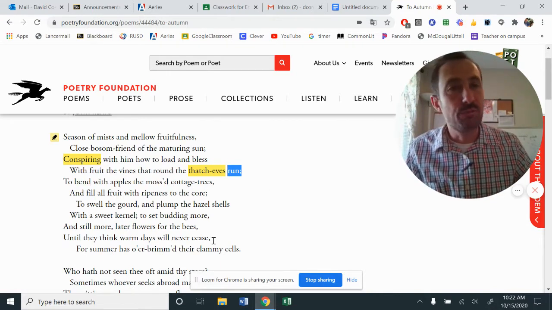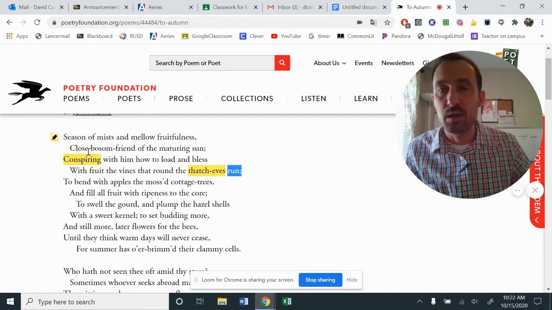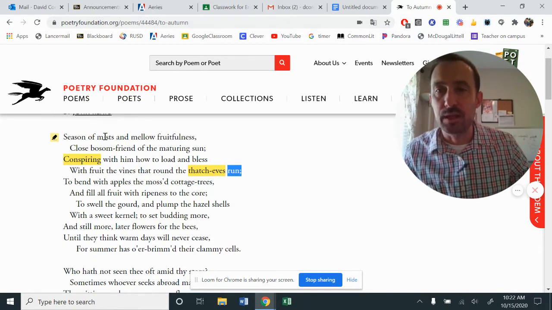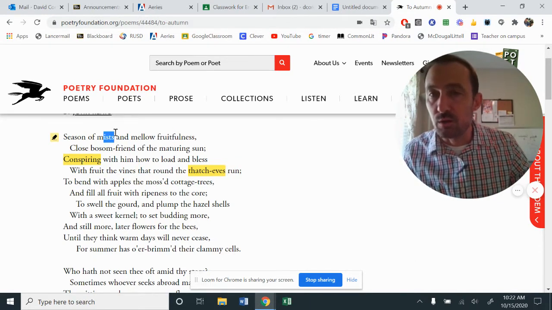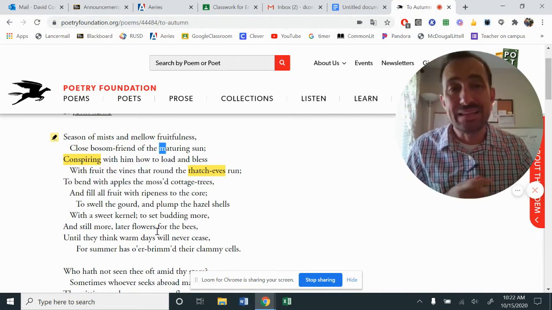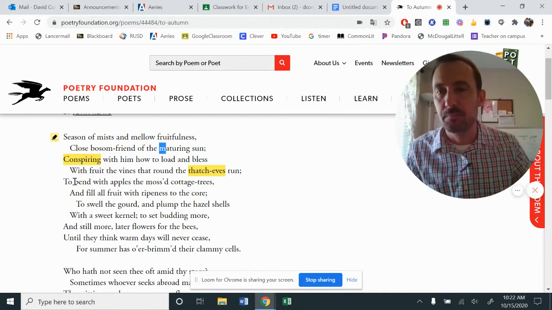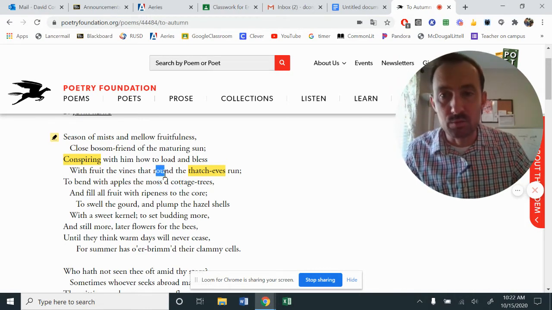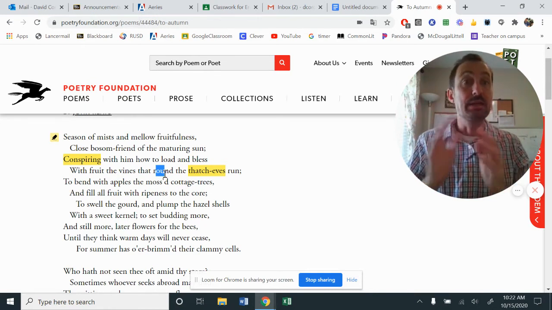Okay. If I was going to go for internal rhyme, somewhere in the middle of the rhyme, in the lines, I'd look for things like mist, maturing. Already I've got this M sound. M for mist, mellow, maturing, right? Let's see, bosom, friend, maturing, load, bless. I'm going to read it out loud so I can hear those patterns. The blend with apples, that mossed cottage trees. So the ah sound in mossed, cottage, right? That's one. The round. I'm already finding the connections.